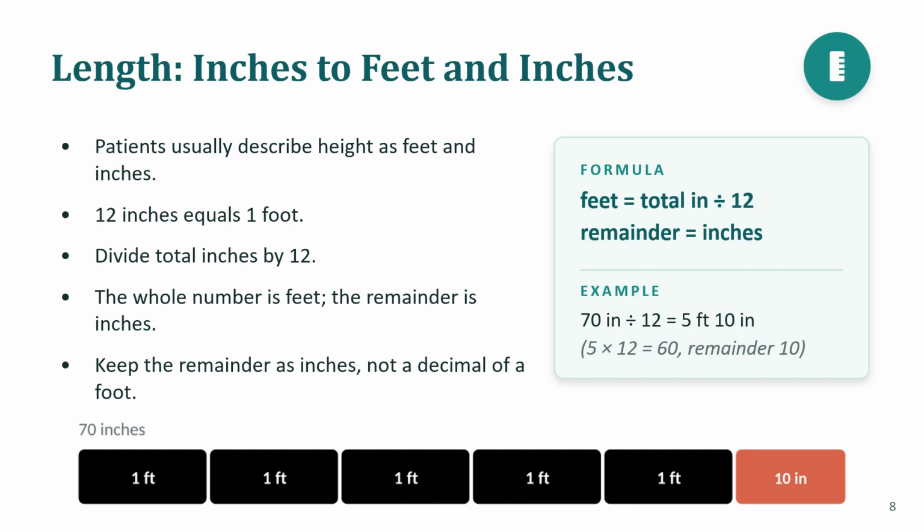The bar shown here breaks 70 inches into 5 full feet plus 10 remaining inches, so you can see the idea. The key is to keep the feet as a whole number and put whatever is left into inches. Do not write the remainder as a decimal of a foot unless that is specifically what is asked.